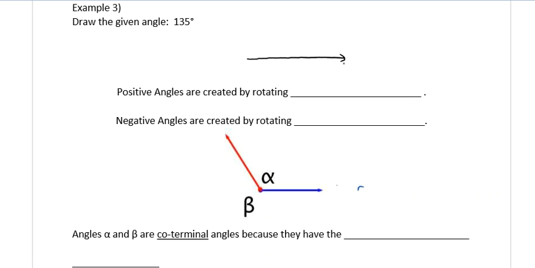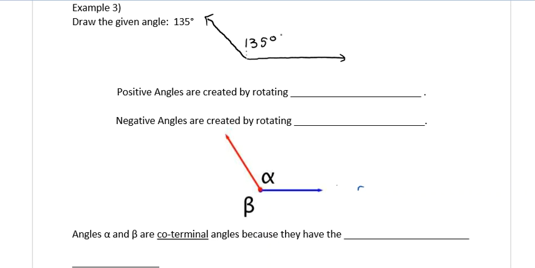Now 135 degrees is like 45 and 90. So right there would be 90, and I want 45 more. I'm eyeballing this, so don't take a projector to the screen. But that should be roughly 135 degrees.